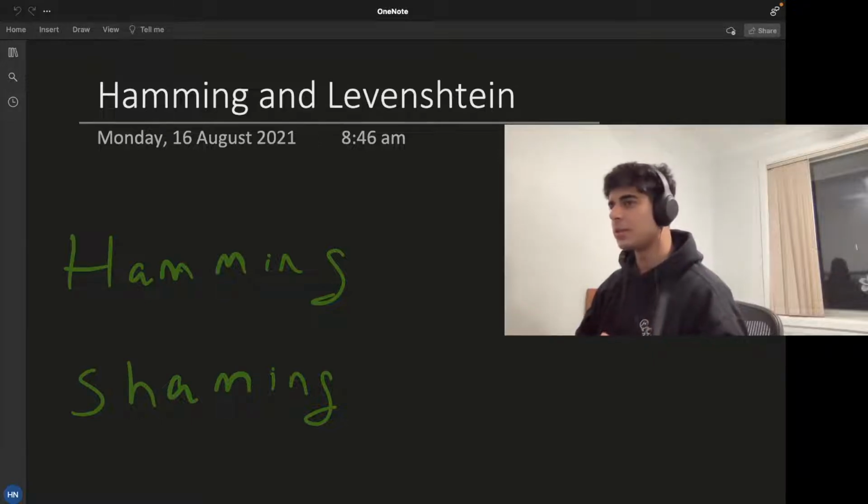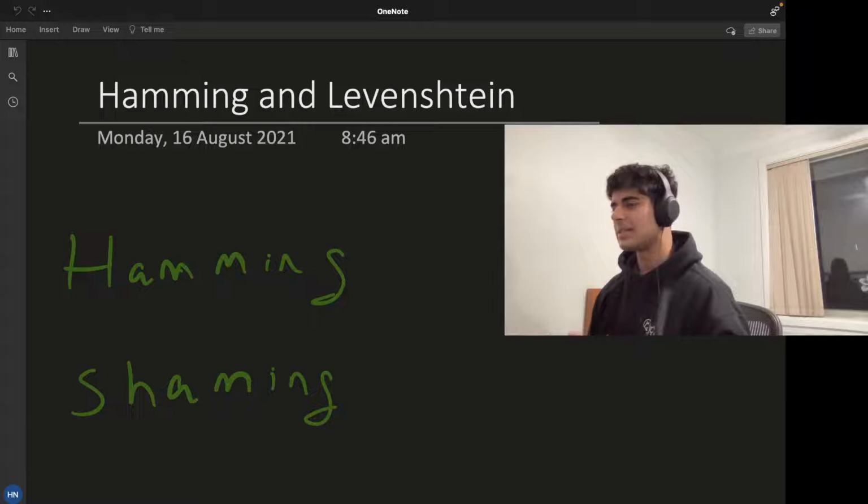So the first measure we'll look at for similarity is the Hamming distance. Before we get started though, one of the key assumptions we make with the Hamming distance is that the two strings we're comparing are of equal length. So let's get started with the two strings Hamming and Shaming.